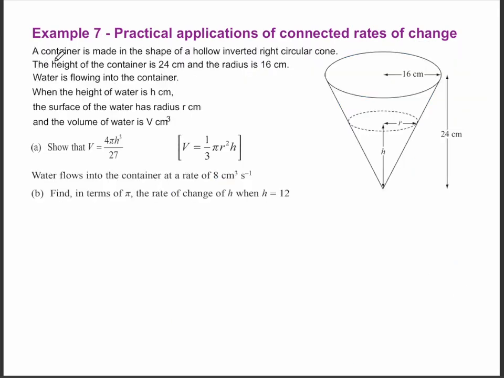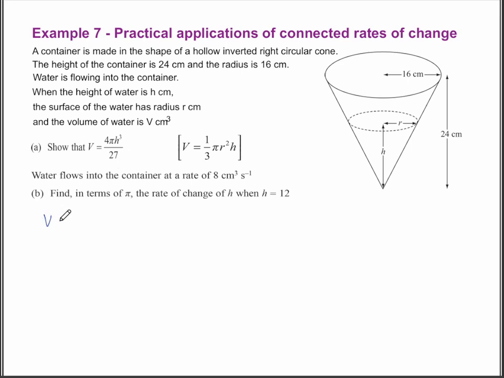The final example: a container is made in the shape of a hollow inverted right circular cone. The height of the container is 24 centimeters and the radius is 16 centimeters. Water is flowing into the container. When the height of the water is h centimeters, the surface of the water has radius r, and the volume of the water is V centimeters cubed. We need to show that V is equal to 4 pi h cubed over 27.